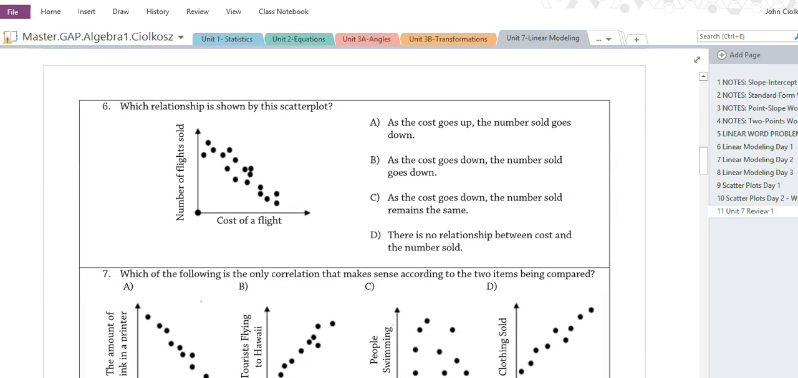Okay, which relation is shown by the scatter plot? Well, it looks like as the cost of the flight goes up, so as cost goes up, the number of them that are being sold is going down. So sold goes down. Well, that's choice A. So again, just kind of rationalizing what happens. As your X gets bigger, what's your Y doing?